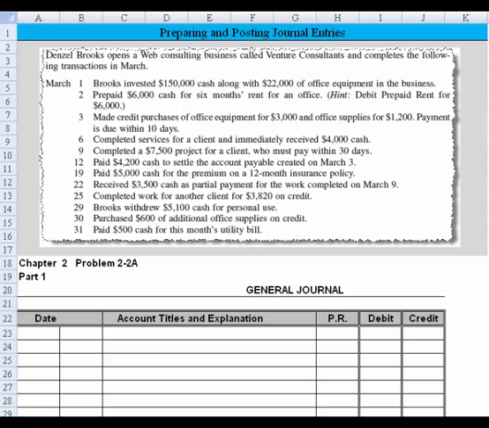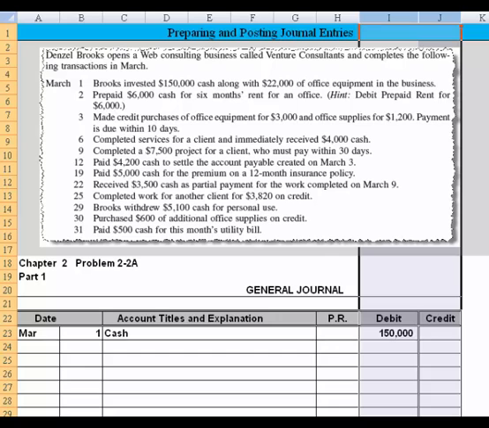Okay, Brooks invested $150,000 cash along with $22,000 of office equipment in his business, and this took place on March 1st. So why don't we just start off and type in March 1, and he invests $150,000 of cash, so we know we're going to have a debit to cash because cash increases with a debit, right? $150,000. I want to format both of these so I'll use whole dollars, and we'll get a comma appearing.